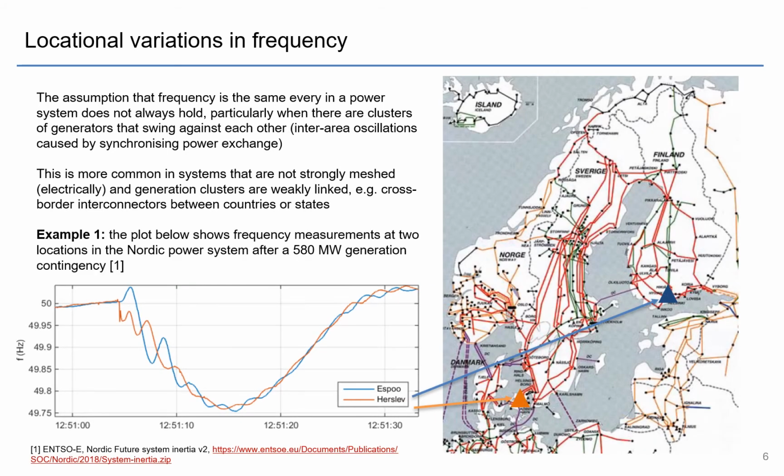Got a couple of examples here. The first one's from the Nordic system, which comprises Norway, Sweden, Finland, and Denmark. Here we can see that the frequency measurement in Finland and in Denmark, which are two fairly geographically dispersed locations, is oscillating against each other. You can see that Finland is in blue and Denmark is in orange, and they oscillate against some kind of system frequency trace. And this is after a 580 megawatt generator contingency.